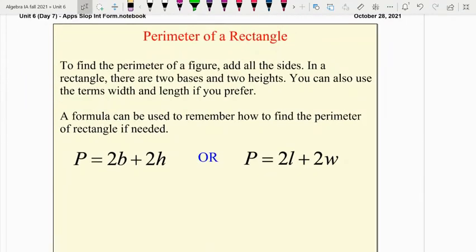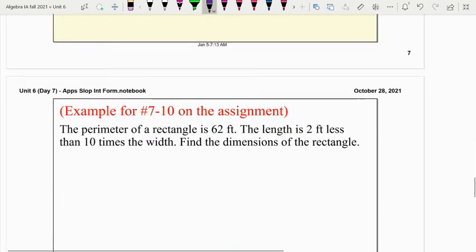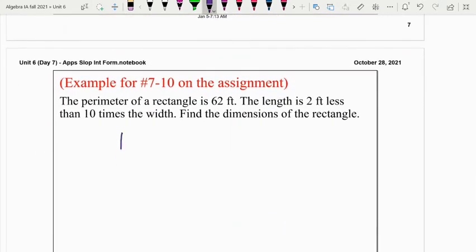And the perimeter of a rectangle. So remember, perimeter, it has the word rim in the middle. So you're adding the rim. So these are the formulas. All right, the perimeter of a rectangle is 62 feet. So I'm going to draw this. And it says the length is 2 feet less than 10 times the width.